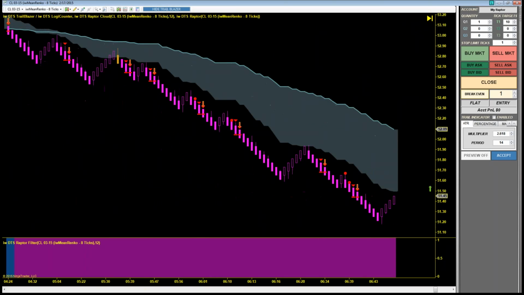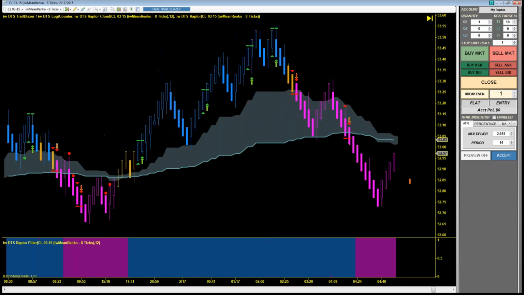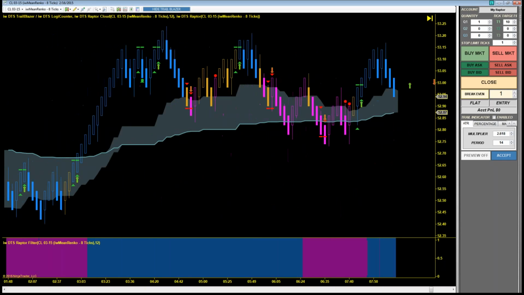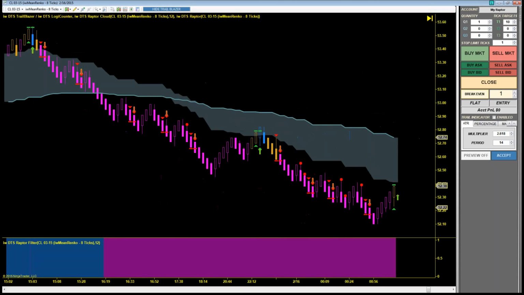And then when the market finally does get into sync, right here, we've got the blue bars, blue filter, blue band. Even if you missed that one, the signal printed again a few bars later. So we're looking for confluence, and normally there tends to be a pretty good result.